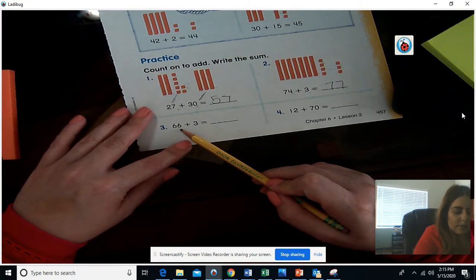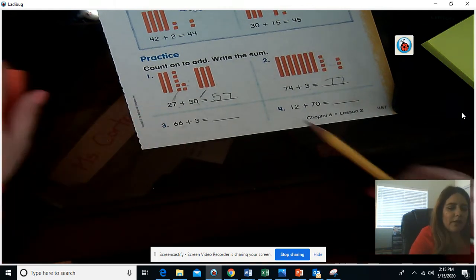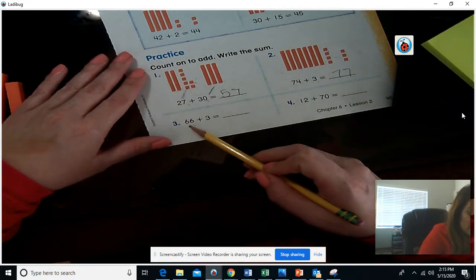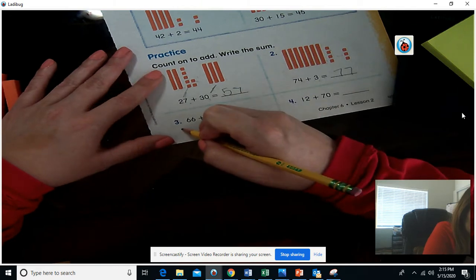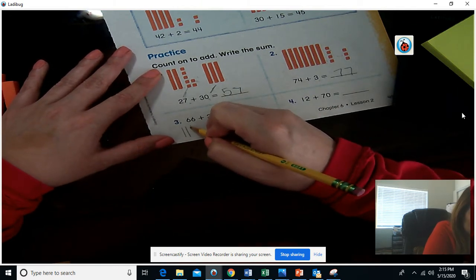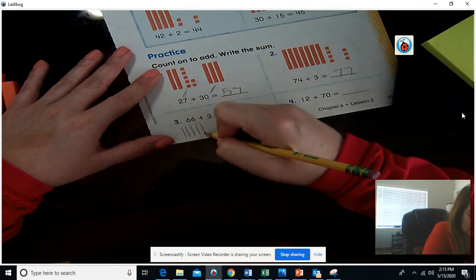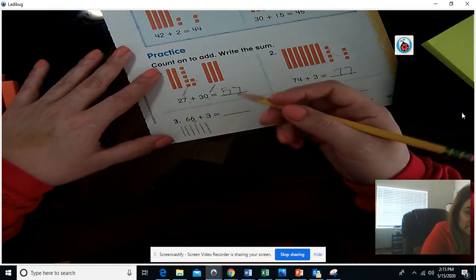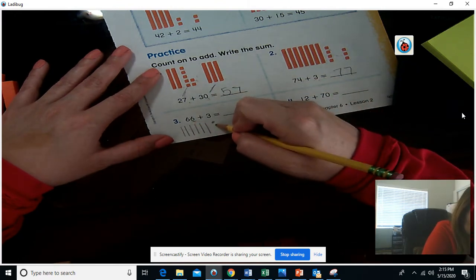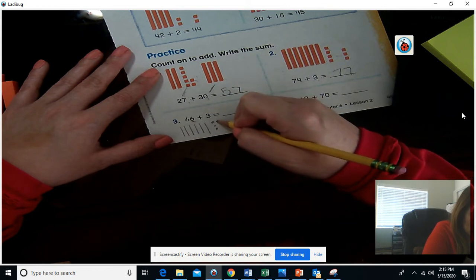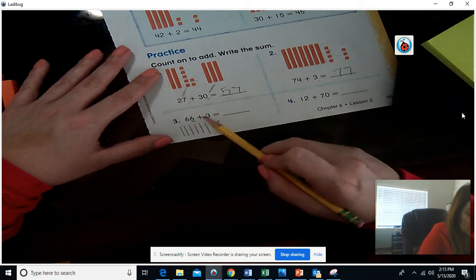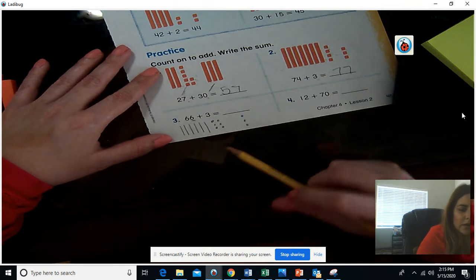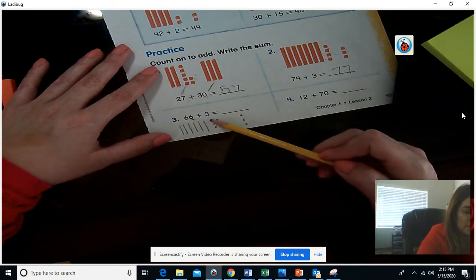Okay, 66 plus 3. Now, if I don't have these counters, I can draw pictures here. So I'm going to draw out 66. So that's 10, 20, 30, 40, 50, 60. And then I don't have a group of 10 over here. I have 6 ones. So I'm going to do 1, 2, 3, 4, 5, 6 plus 3 ones. 1, 2, 3. So these are my groups of 10 and these are my ones.